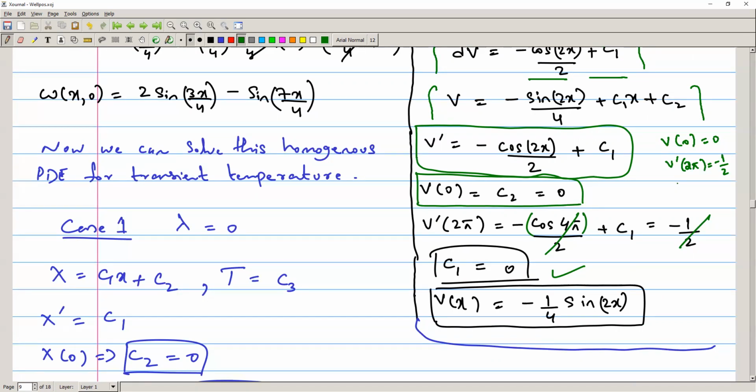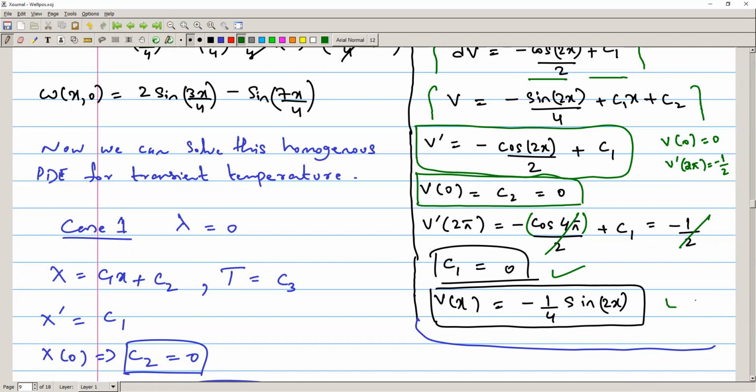So we will apply the first boundary condition, that is v of 0 equals 0. So we will get c2 equals 0. And then we will apply the second boundary condition, that is v prime of 2 pi equals negative half, right? So from here we will get c1 equals 0 as well. So now the function v(x) we get as negative 1 over 4 sine 2x, right?